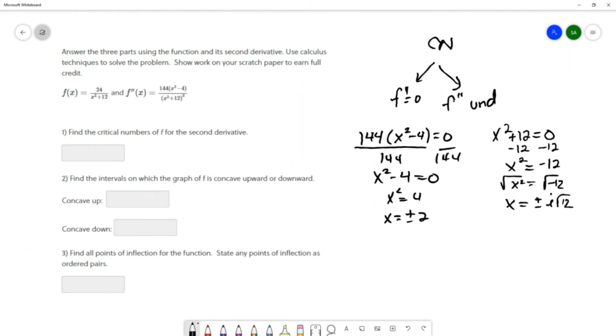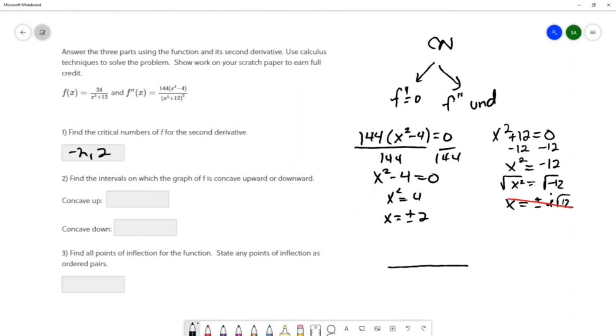And we're only dealing with the real number line for these functions. The domain is starting with the real numbers, and so we are going to exclude these imaginary or complex numbers that we get. So we only have two critical numbers of negative 2 and positive 2. So our critical numbers are negative 2 and positive 2. And then we want to find the concavity.